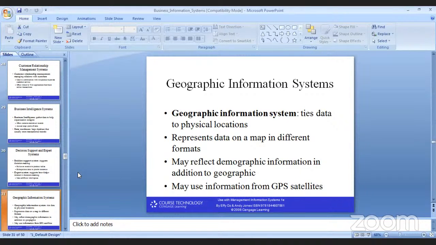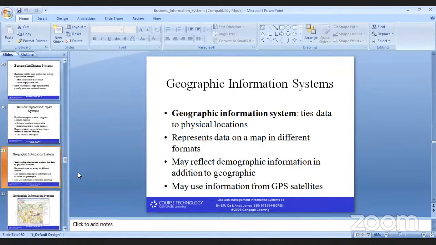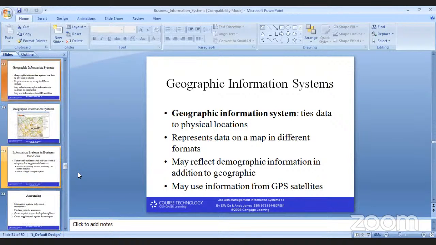Implementation, that's a demographic division. As I told you, whenever you want to take any decision or you want to start any business, you have to study exactly the demographic division. What is the requirement of the current customer or the market in that area? So it reflects the demographic information in addition to geographic. It uses the GPS satellite, global positioning system satellite, for implementing the GIS.